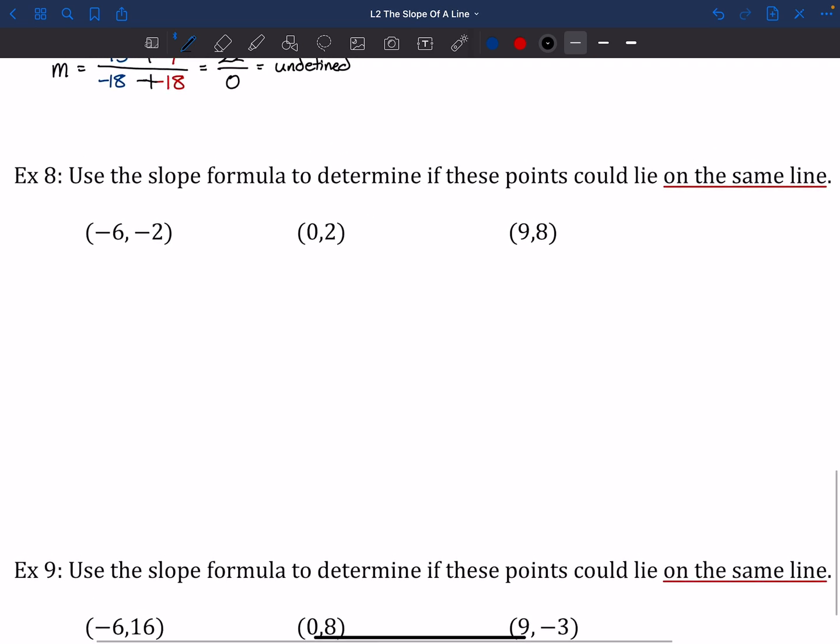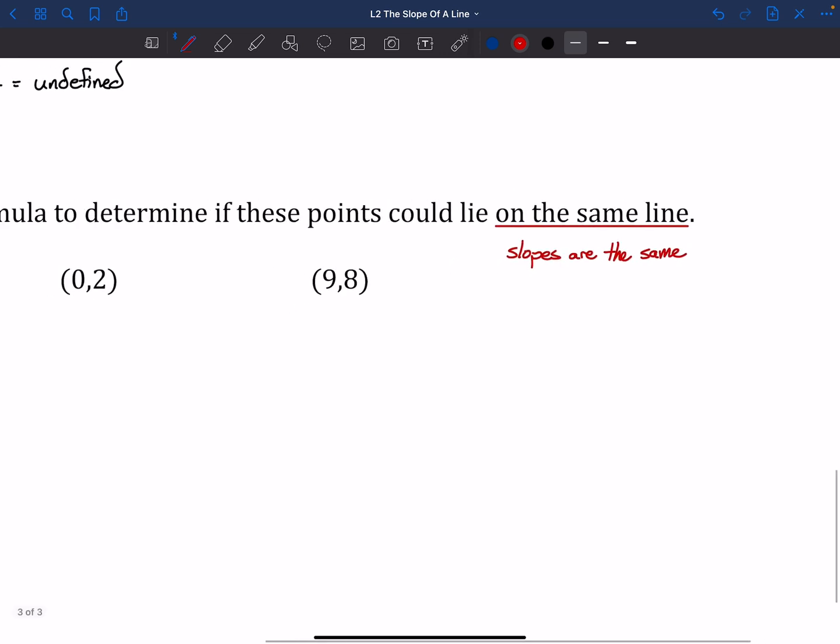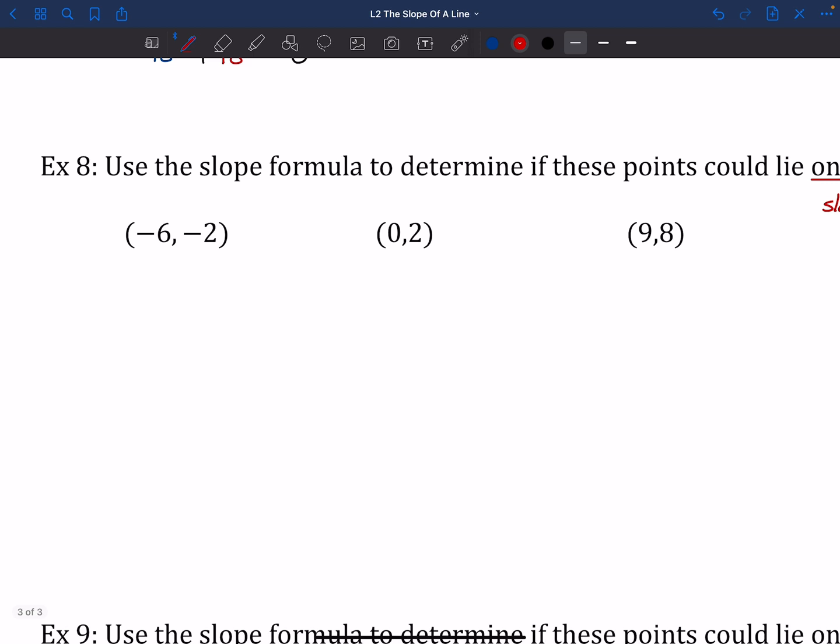So to figure out if these points could lie on the same line, that means that their slopes are the same. So what we're actually going to have to do is compare the slopes. I'm going to do 2 different problems. In one, I'm going to figure out the slope between those 2 points that I just put the red over. In the second problem, I'm going to figure out the slope between those 2 points. And if those 2 problems end up with the same slope, then that means that all of these can be on the same line.